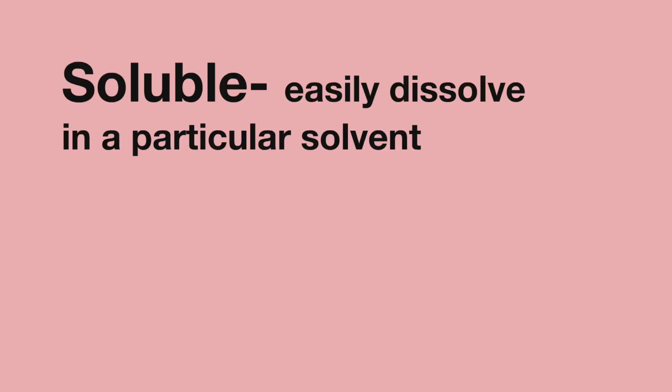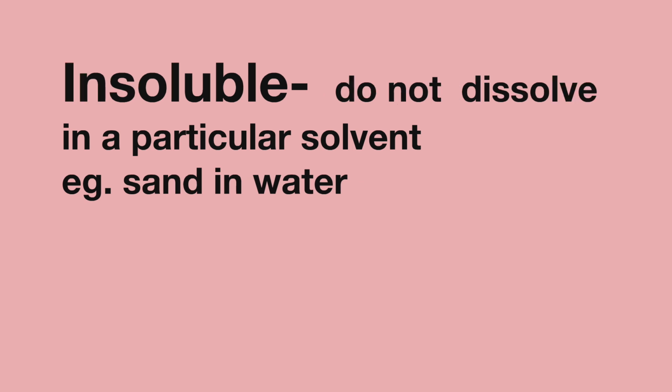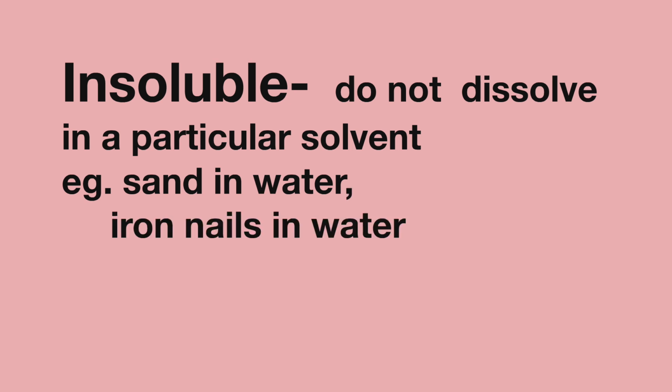Soluble substances are those that easily dissolve in a particular solvent, like water. Sugar dissolves in water easily, and hence sugar is a soluble substance. Insoluble substances are those that do not dissolve in a particular solvent. Sand does not dissolve in water, so sand is an insoluble substance. Iron nails do not dissolve in water, so they are insoluble.